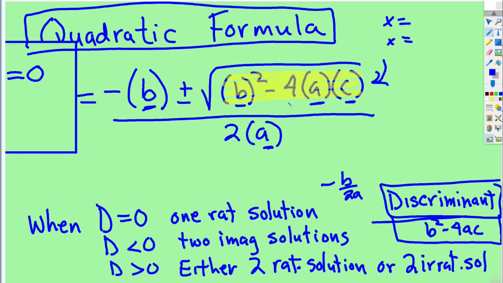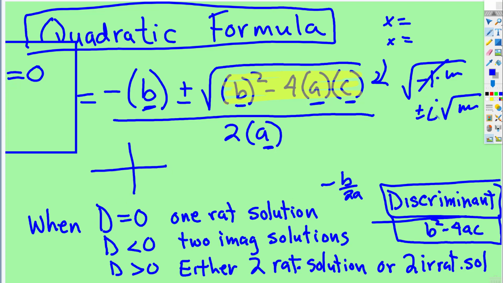When this stuff right here is less than 0, you're going to have the square root of a negative number, and the square root of a negative number, whatever that number is, you're going to factor out a -1, and the square root of -1 is positive negative i, square root, whatever that remaining number is. That's two imaginary solutions. When you graph something that has two imaginary, the parabola does not cross the x-axis. So it might be over here, might be over here, or it might be even turned downward.